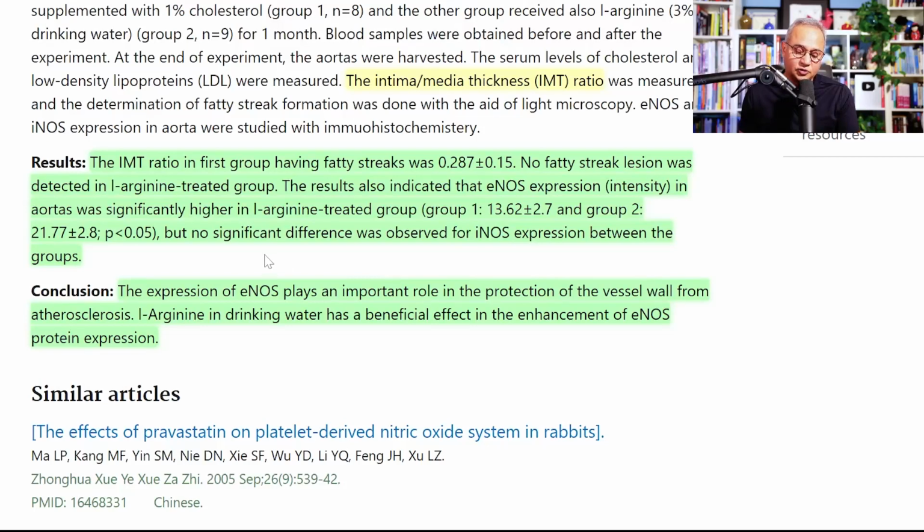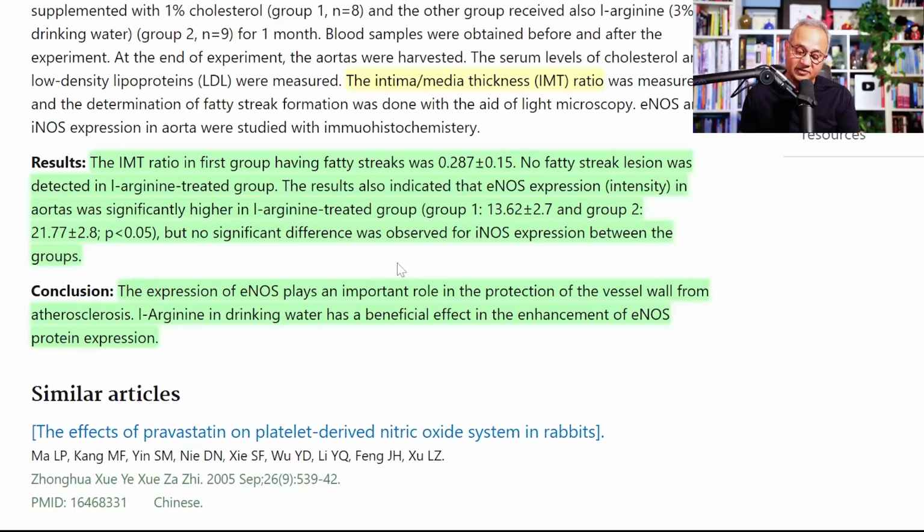So the IMT ratio in the first group having fatty streaks was this. No fatty streak lesions were detected in the levoarginine treated group. So the cholesterol and inflammation was not seen. You could say, hey, they're talking about fatty streaks, why am I saying inflammation? These fatty streaks and the cholesterol deposition always have little foam cells and other cells which are inflammatory cells over there.